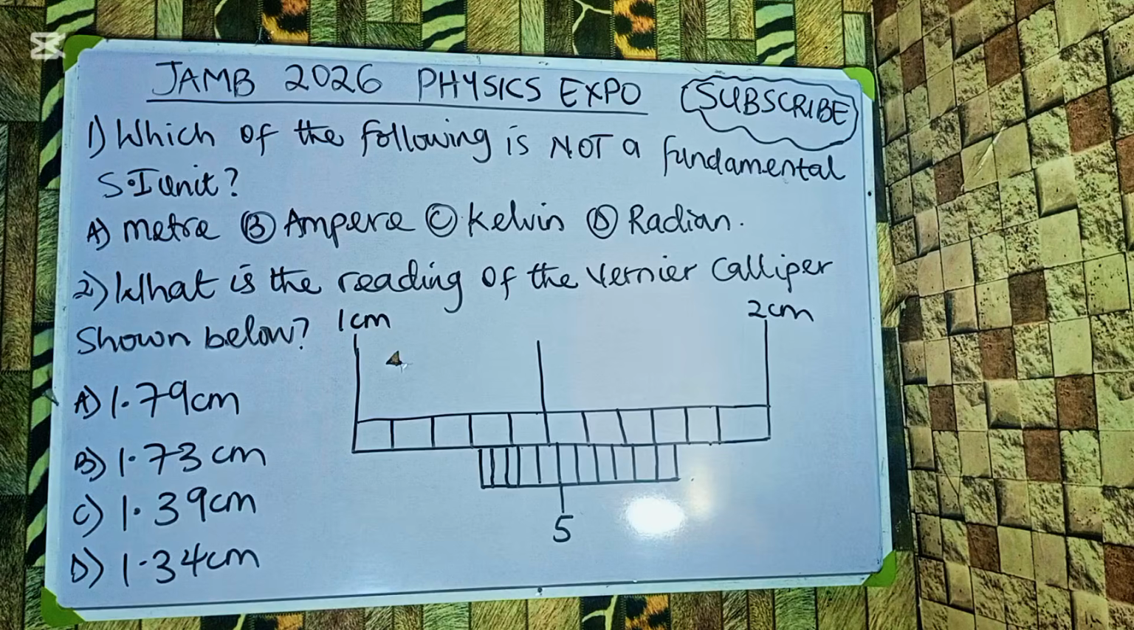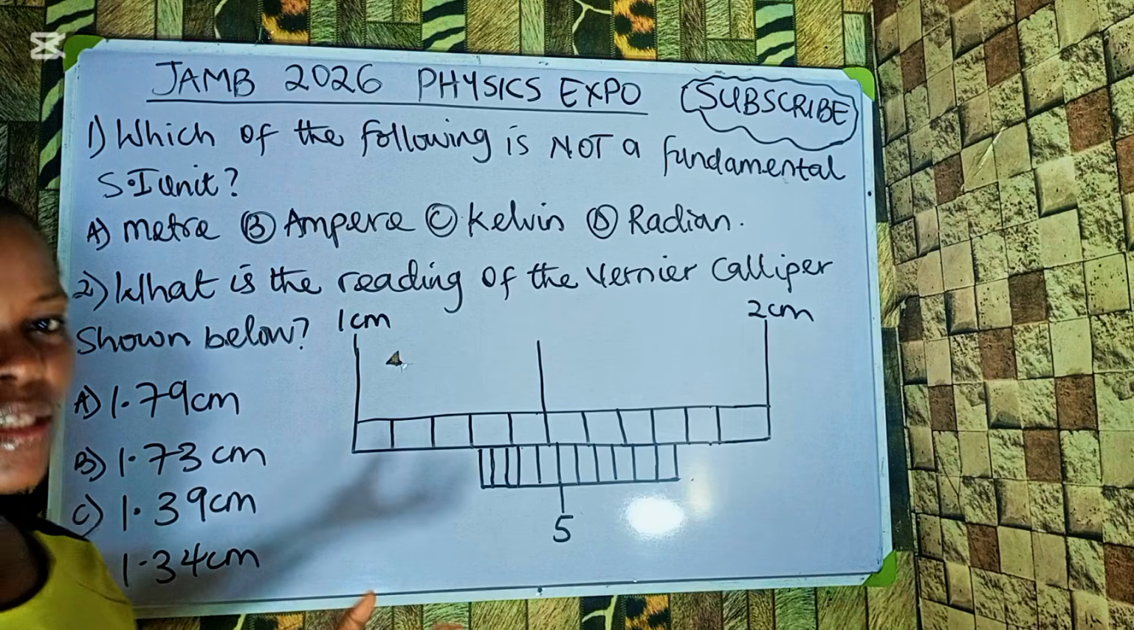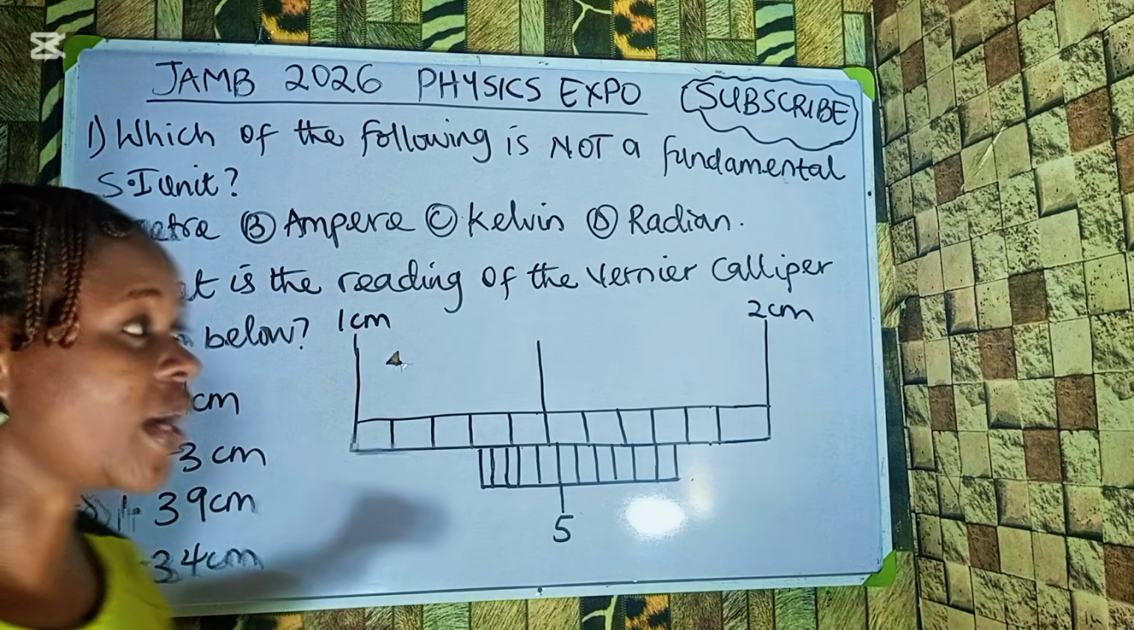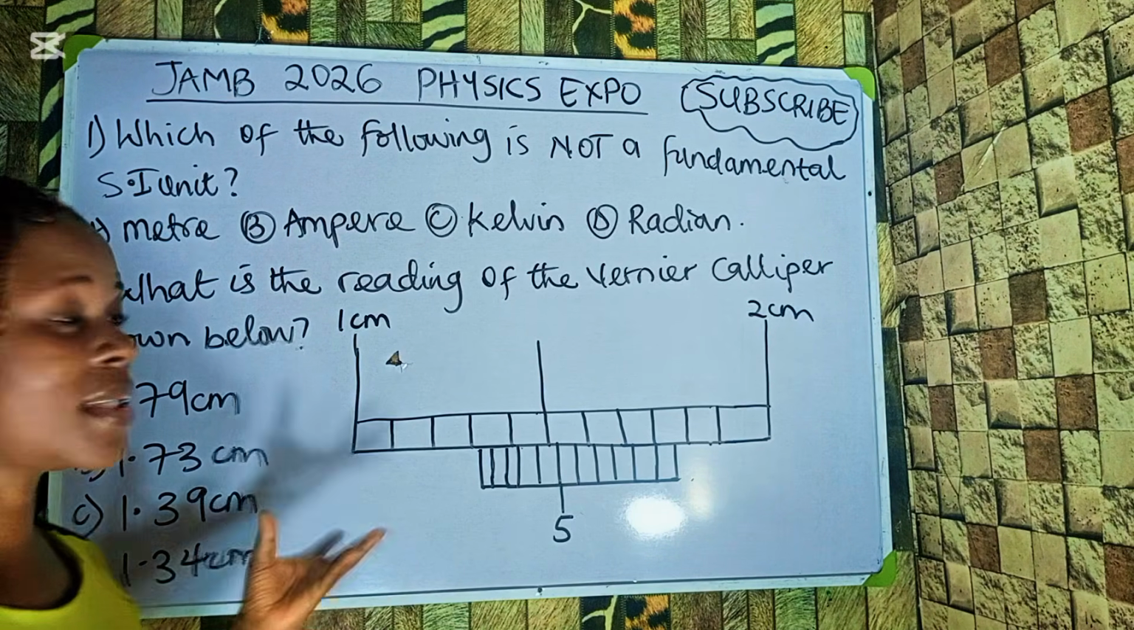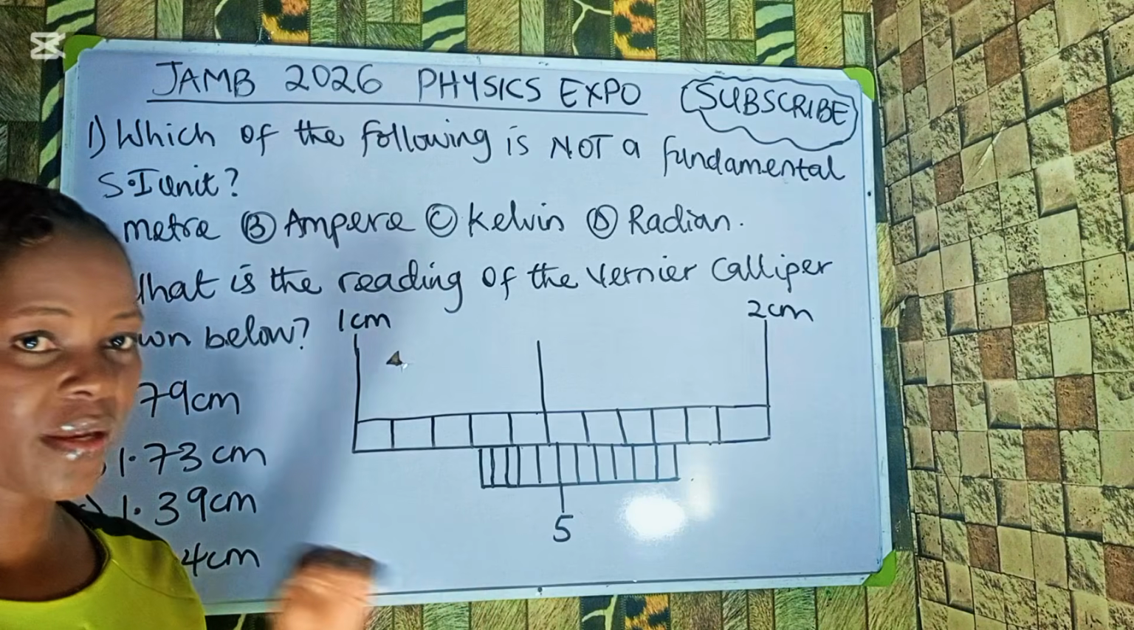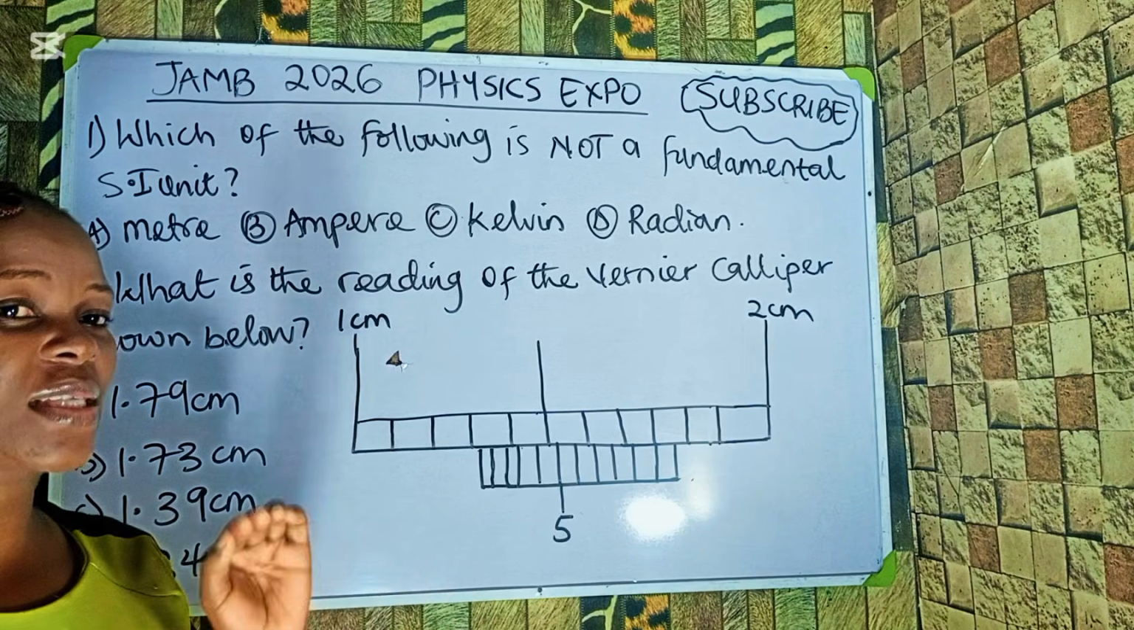Question 1. Which of the following is not a fundamental unit? Option A, meters. Option B, amperes. Option C, Kelvin. Option D, radian. Now what you ask yourself is this: what are fundamental units and what are fundamental quantities? Fundamental quantities do not depend on any other quantity, they are on their own. So their units are said to be fundamental units.